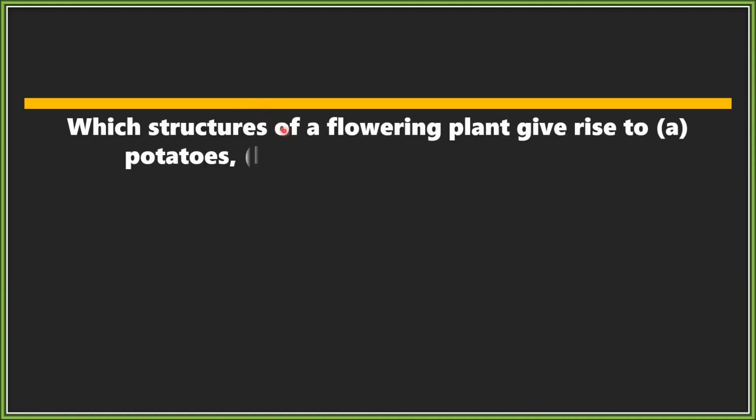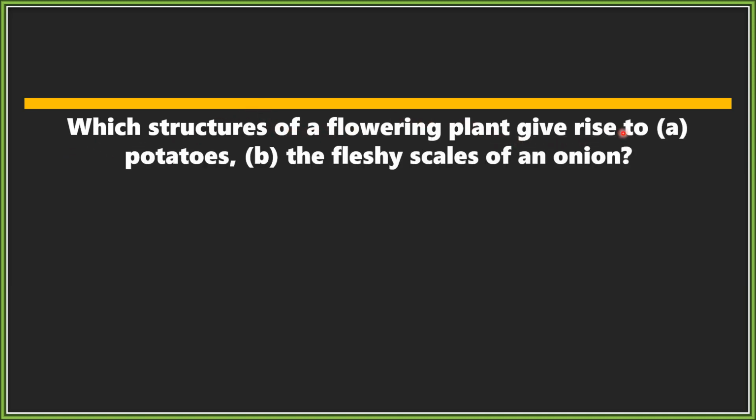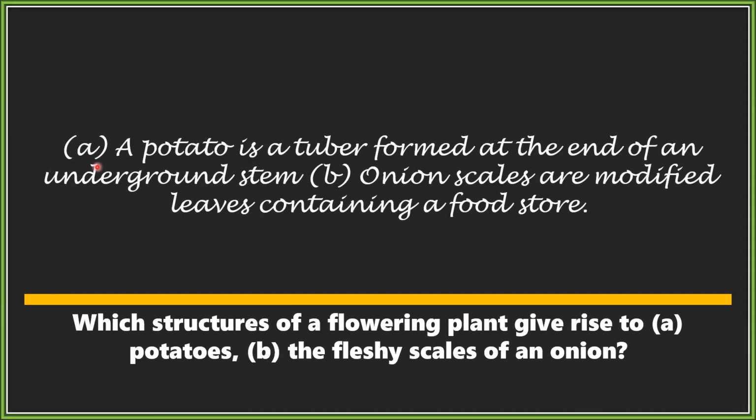Which structure of a flowering plant gives rise to A. potatoes, B. the fleshy scales on an onion? A. A potato is a tuber formed at the end of an underground stem. B. Onion scales are modified leaves containing a food store.